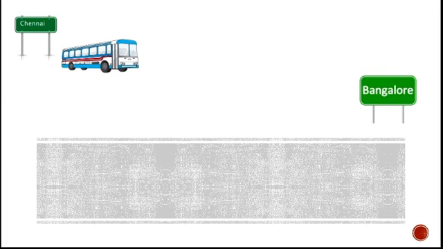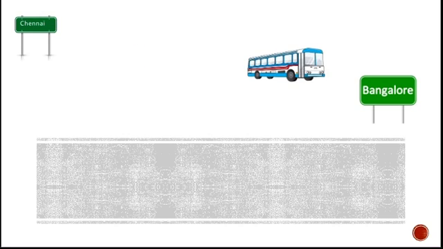I have been talking about distance between two cities. Now, how do we cover the distance? Let us say Chennai and Bangalore are at a distance of 350 kilometers, as I discussed in the last class. But my question is, how are we covering the distance?